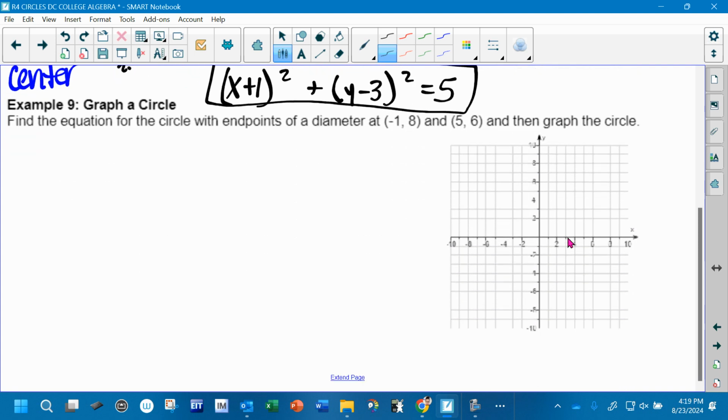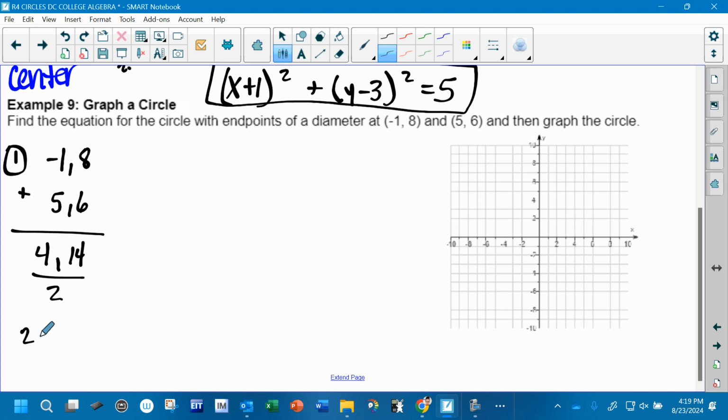All right, last one. So they give us the diameter and the edge again. So step 1, find your center. So write your points down, -1 and 8, 5 and 6. Add them together. So that's 4 and 14. Then take half. It's 2 and 7. So here's your center.